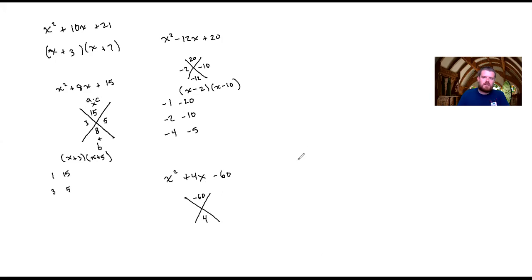In the same process, I can go through, I can look at all the factors of 60, remembering that because I have a negative, it could be either or, right? It could be positive or negative. So 1 and 60, that's going to be too high. Skip down a couple here. 3 and 20, 5 and 12.